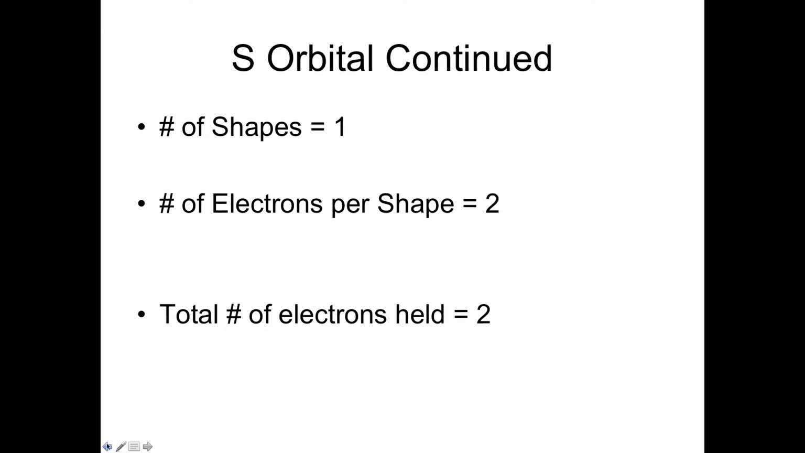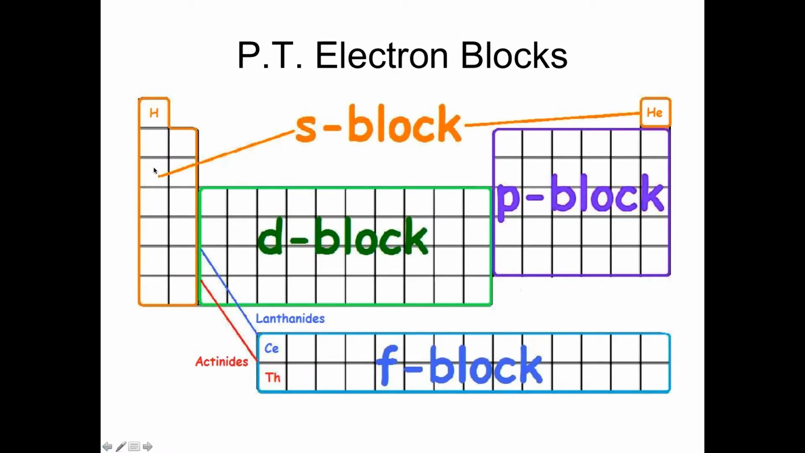That is represented by the 2 sections in the S block. If you notice, there's only 2 here. There's 1 and 2, 1 and 2, 1 and 2.